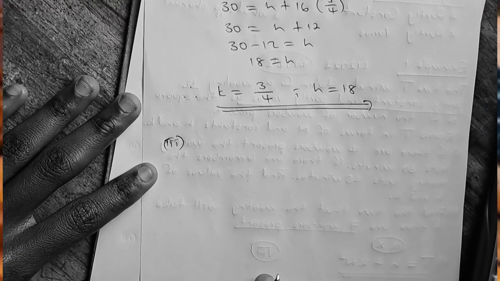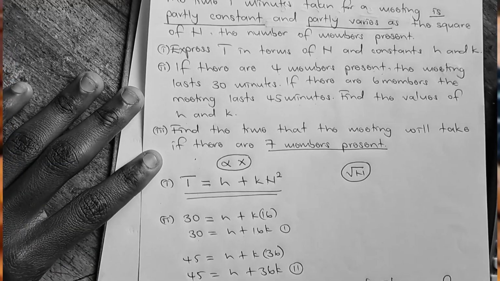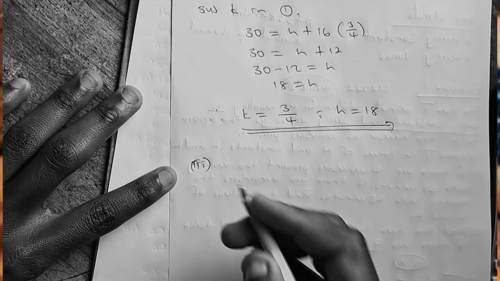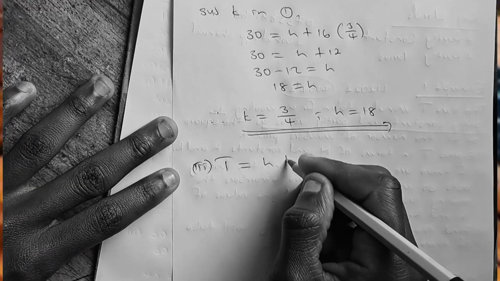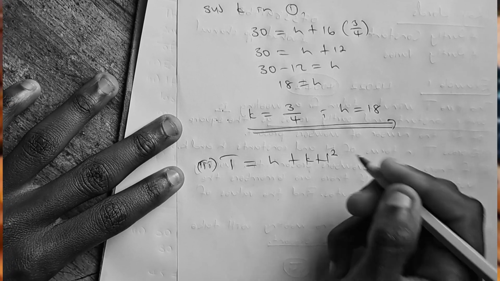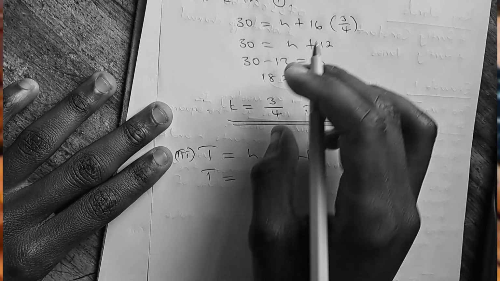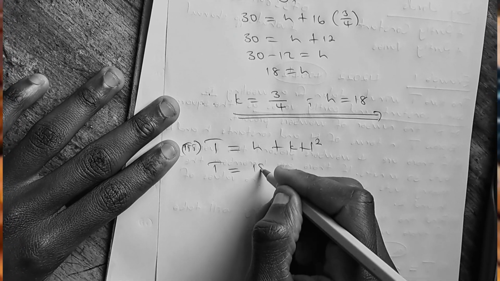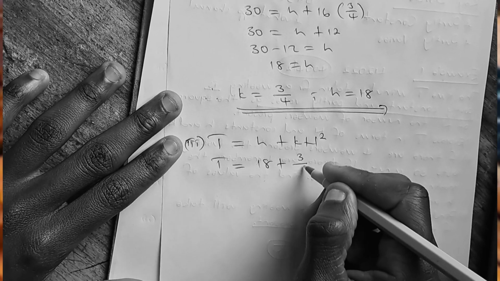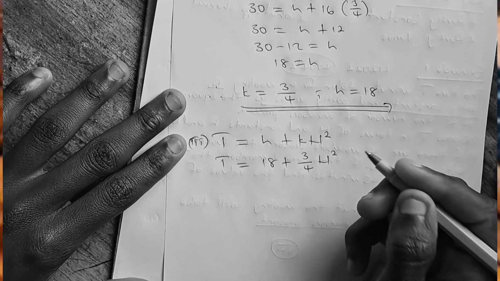So the time, what are you going to do? Before you write any equation, you are going to rewrite this equation: T is equal to h plus k n squared. Then you substitute these constants. H is 18, k is 3 over 4, n squared.